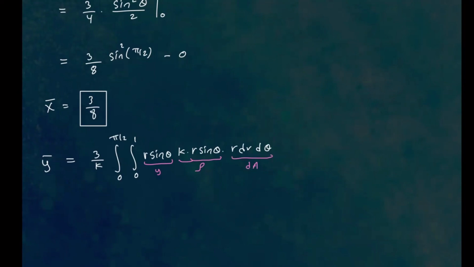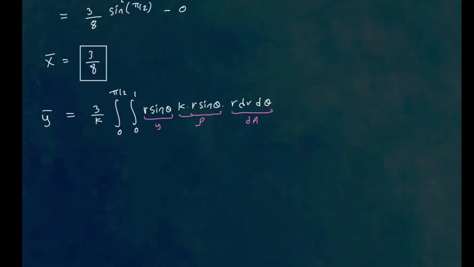Okay, now we continue with the integration. k is a constant, so you can pull it all the way out, and then they cancel each other. So you'll simply have 3 outside of these integrals. Then we have the integral from 0 to pi over 2, then the integral from 0 to 1, sine squared theta, and then the r times r here, that's r cubed. So we have r cubed, then dr d theta.